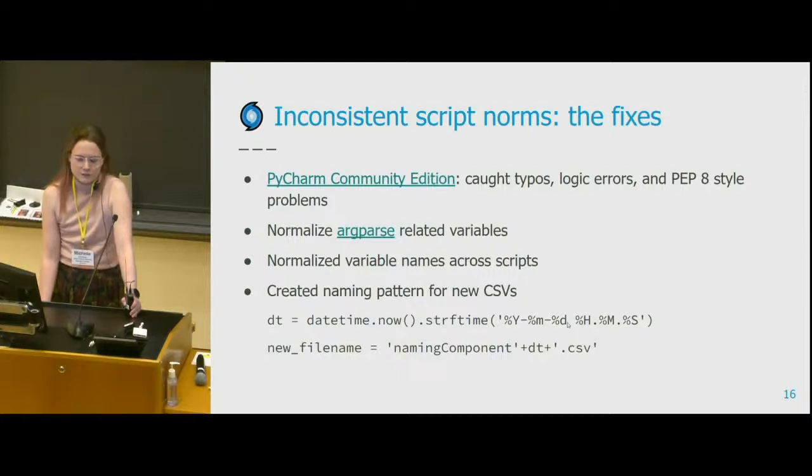So the major fixes for me were PyCharm Community Edition. It caught a lot of typos that I never noticed, some logical errors, PEP8 style problems, and then a find and replace across projects is really great. I normalized those argparse and variable names, and I came up with a naming pattern for the new CSVs my scripts create.